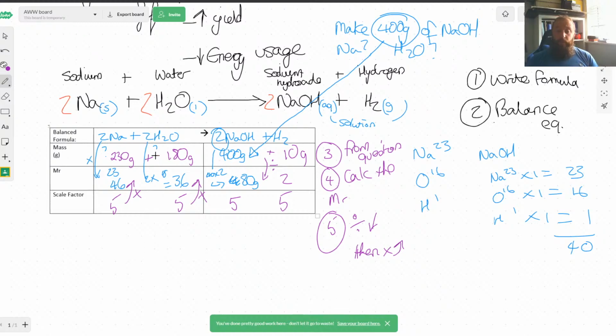Okay, so that's all we're going to do, and we're going to spend a bit of time looking at some different examples for this. But we're literally just scaling things up or scaling things down, depending on either how much reactants we're starting with or how much products we want to make at the end.